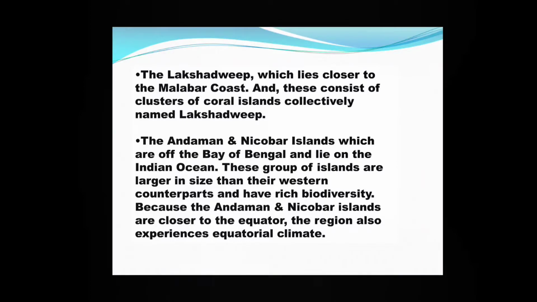So we have two sets of islands, that is Lakshadweep and Andaman and Nicobar Islands. We have the Lakshadweep Islands in the Arabian Sea, and we have the Andaman and Nicobar Islands on the other side.